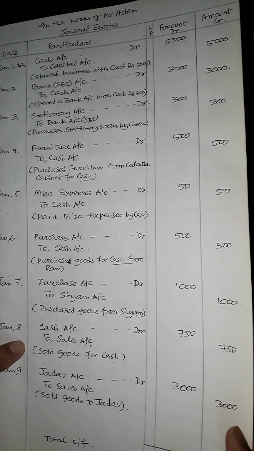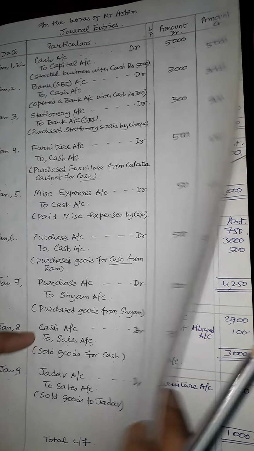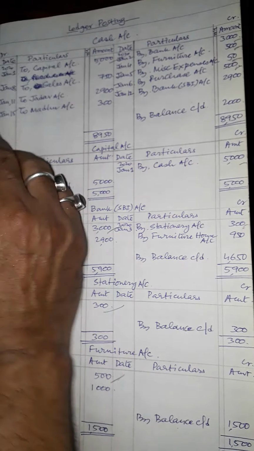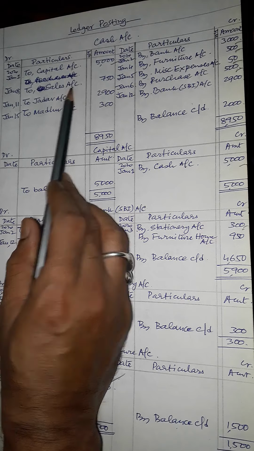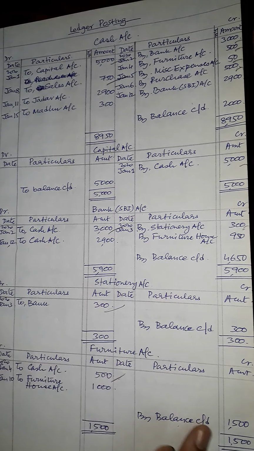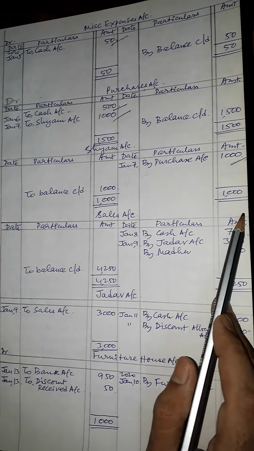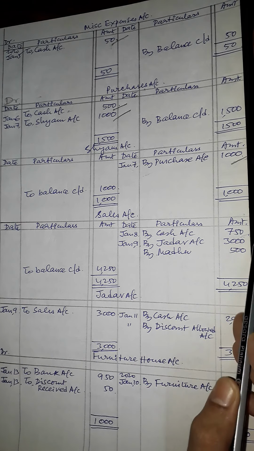Next entry is cash account debit to sales 750. In cash account we write cash account debit to sales account 750. And in sales account, sales account is credited by cash account 750.